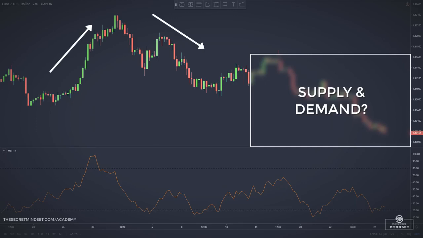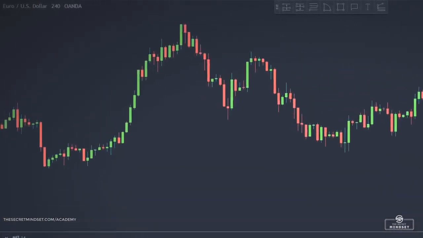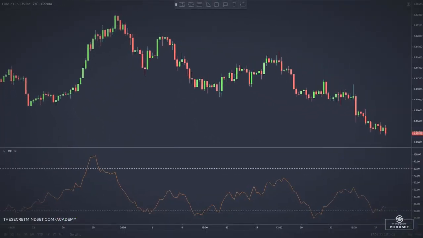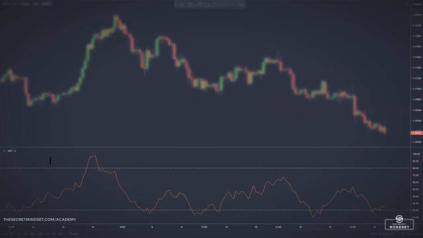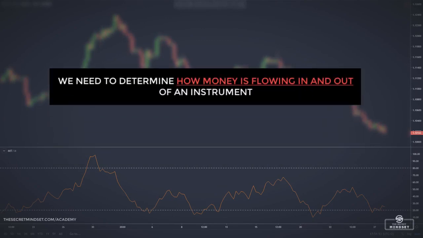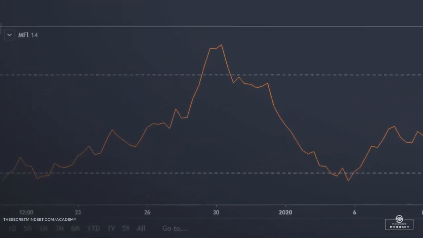But how can we evaluate what is happening with supply and demand, especially in the forex market, which is decentralized and not overly transparent? One method we can utilize is to use price data to get a handle on how money is flowing in and out of an instrument. And one of the more popular tools for doing this is the money flow index.